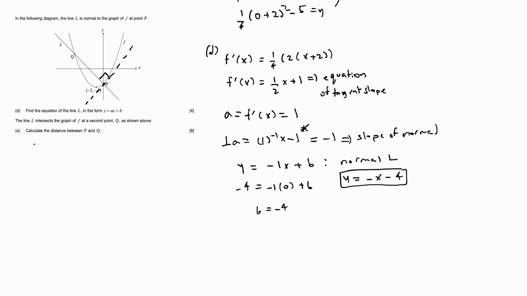Okay, so now part E, calculate the distance between P and Q. How do we do so? The line L intersects the graph of f at a second point Q as shown above. Now, let's think of this question as a right angle triangle. We have a point Q up here and we have a point P down here. We can create a right angle triangle like so.